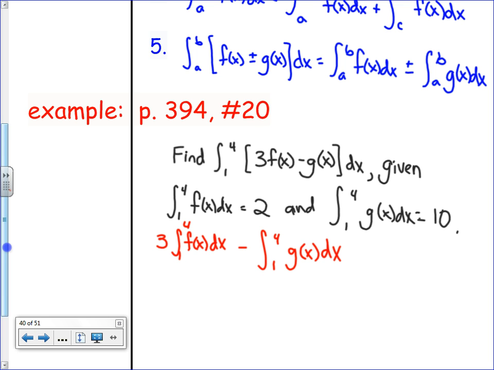But can I really say that 3 times f of x integrated is the same thing as 3 times the integral of f of x over the same bounds? Yes. 3 times 2 minus 10. Booyah, that was easy, negative 4.